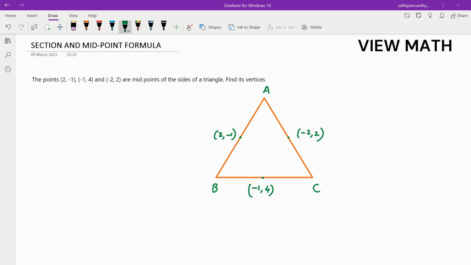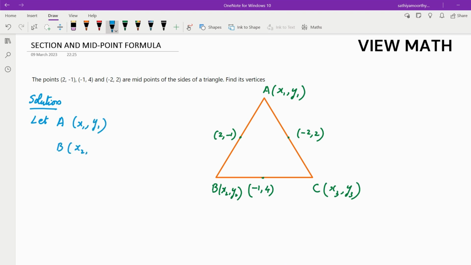So let me take A as (x1, y1) and B as (x2, y2), which I need to find out, and C as (x3, y3). So using the midpoint formula, I'm going to find out the vertices. So your first solution: let A be (x1, y1) and B be (x2, y2) and C be (x3, y3).